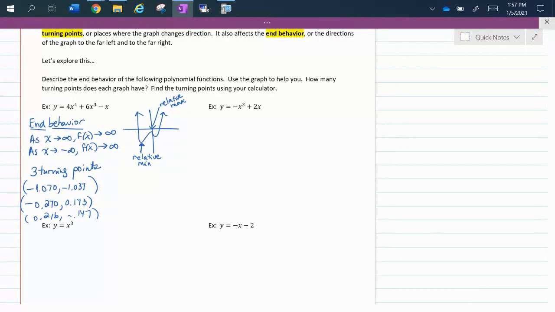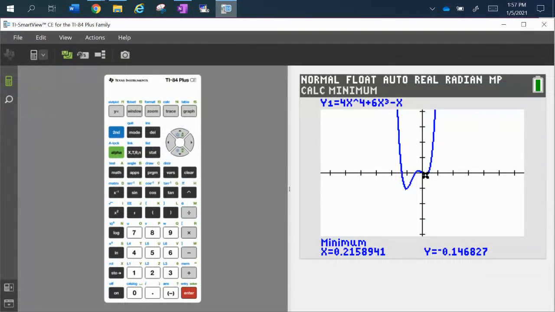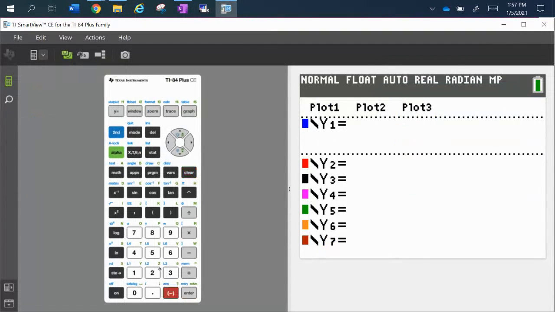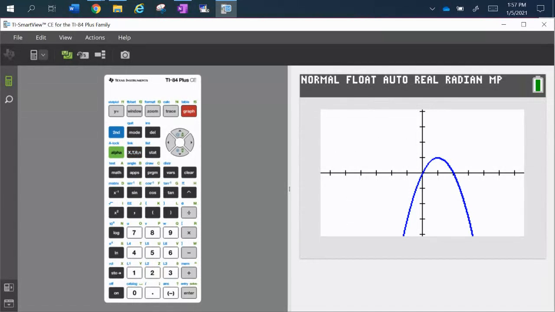Okay, let's do the next example, the quadratic. I'm going to go to my calculator, negative x squared plus 2x. Negative x squared plus 2x. And I'm going to look at the graph, and I expected to see a parabola. There it is. So let's describe the end behavior. I see, as we go forever to the right on this graph, in other words, as x approaches positive infinity, looks like the graph's going down forever. So when the graph's going down forever, you're going to say f of x approaches negative infinity.